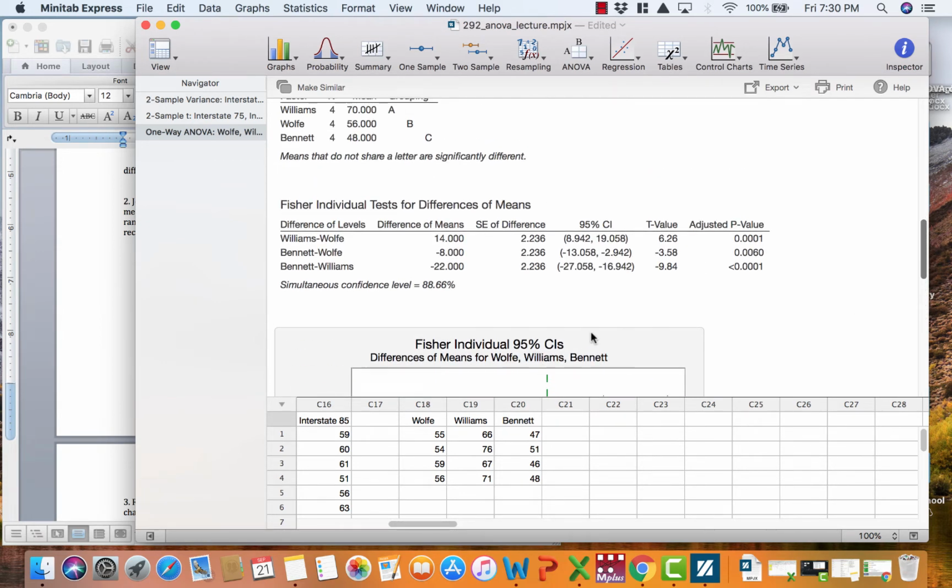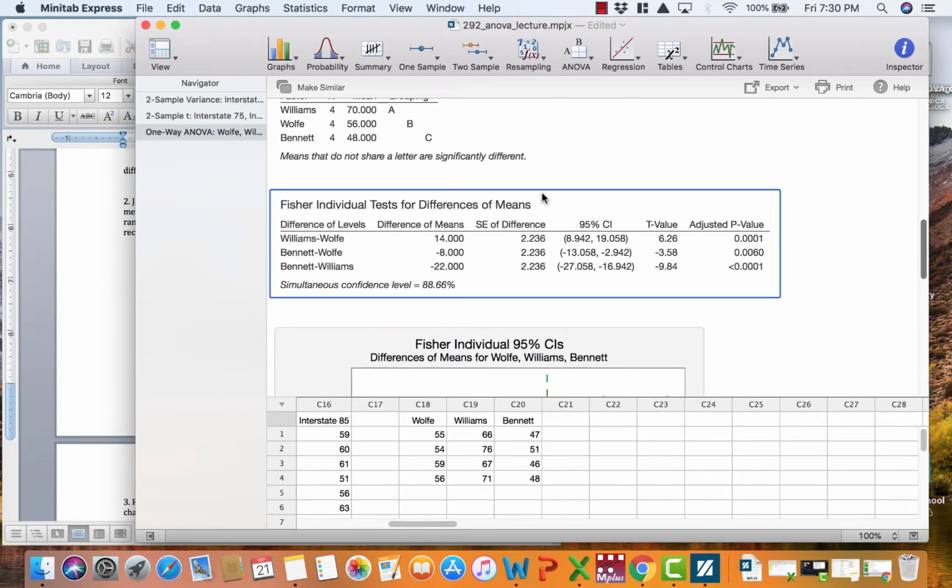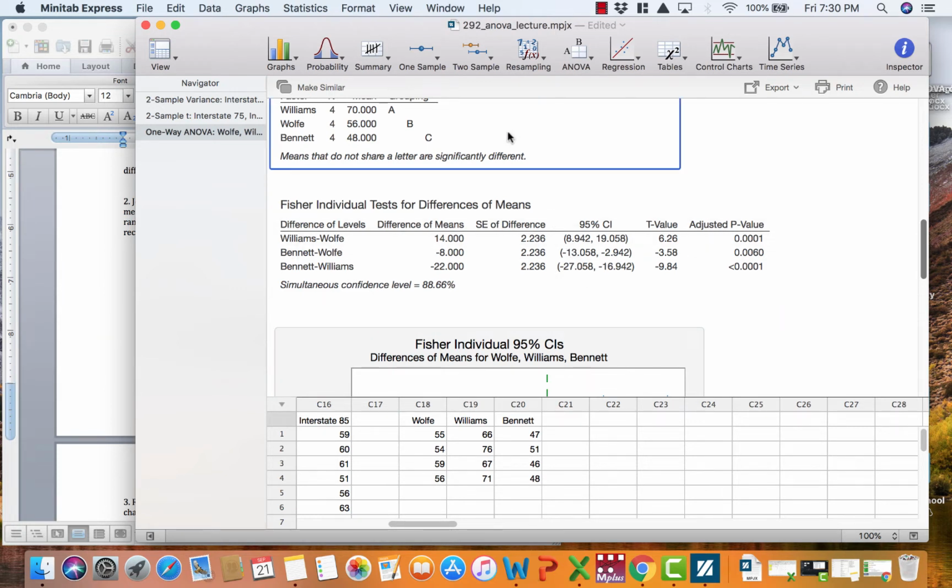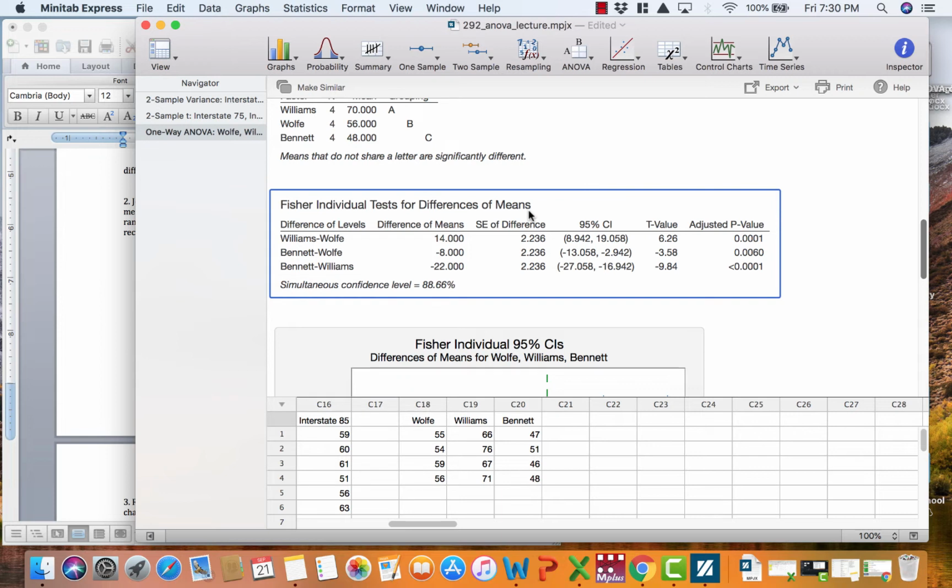All 3 of these, the confidence intervals, the t-tests, and the grouping are all going to agree. They're going to explain to you, when we consider the pairs, so Williams versus Wolf or Wolf versus Bennett, do they significantly differ, or can we assume they serve the same mean number of customers? What you're going to want to hone in on are the t-tests here, because I'm going to specifically ask you about a particular pair, and you're going to need the p-value for that pair. We'll come back to that in a minute.